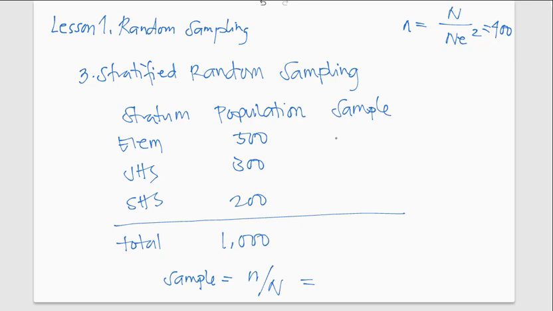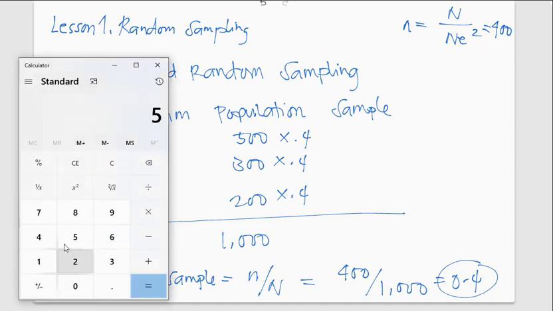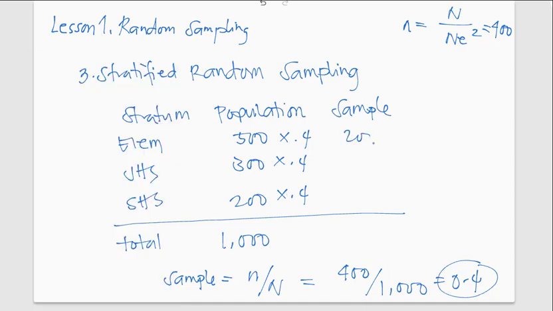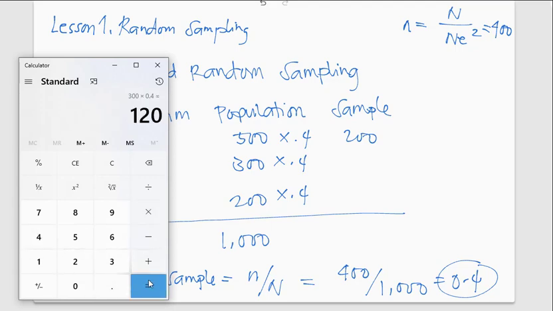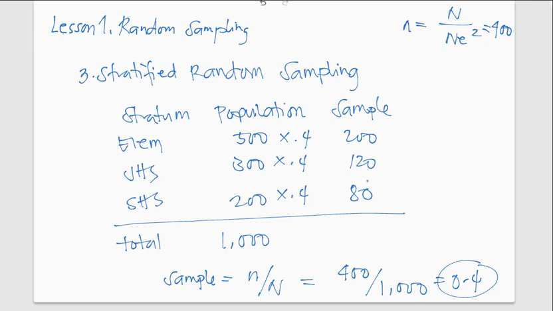Now, paano natin malalaman kung ilan ang magiging sample natin dito na part, no? So, pwede natin kunin by dividing the sample size over the population size. So, that is 0.4. Now, once you get this, i-times mo lang siya dito. So, all of this, if you add, you're going to get 400.